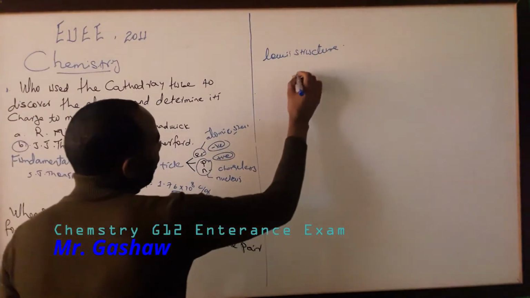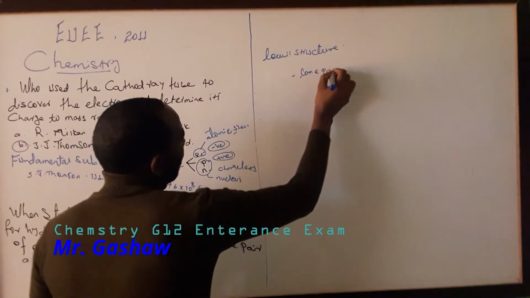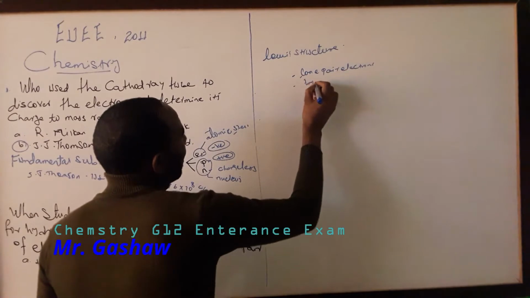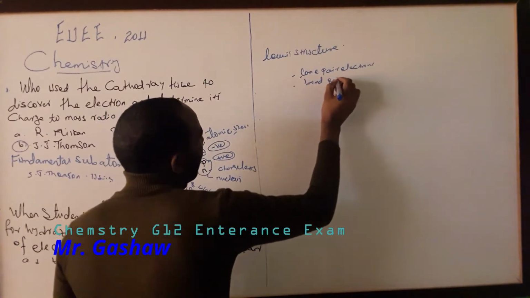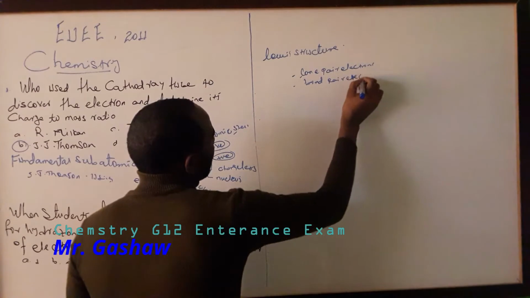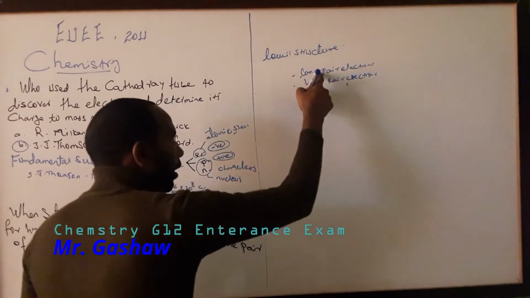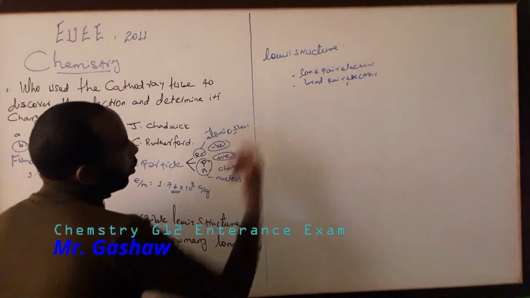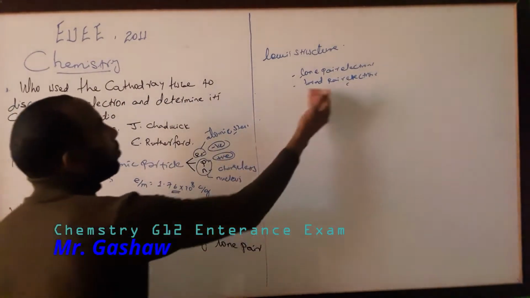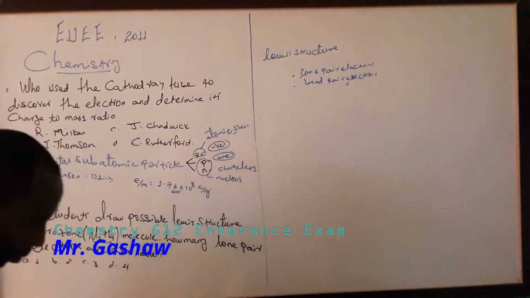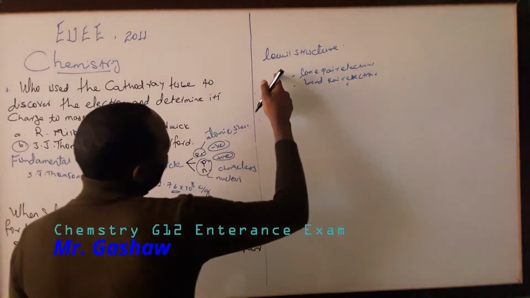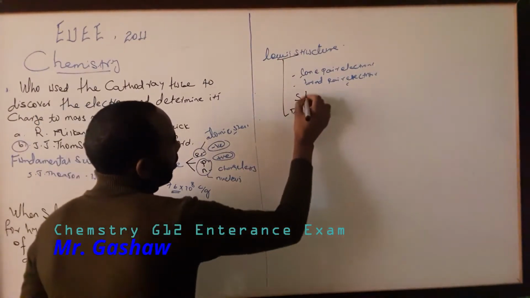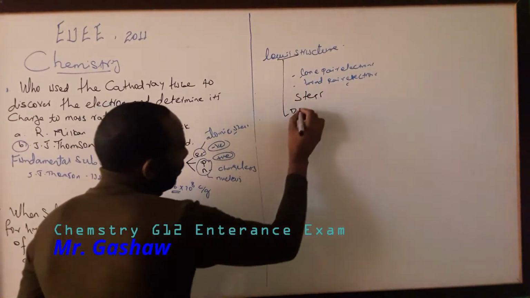This arrangement of electrons in the molecule contains lone pair electrons and bond pair electrons. Lone pair electrons are electrons that do not participate in bond formation, but bond pair electrons are electrons that participate in the formation of bonds. To draw the Lewis structures, we should follow some steps.